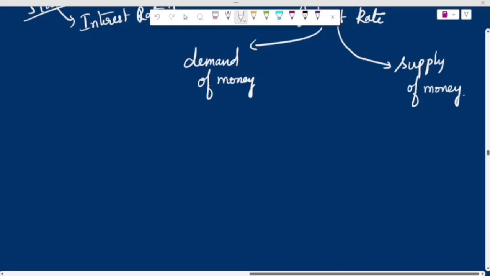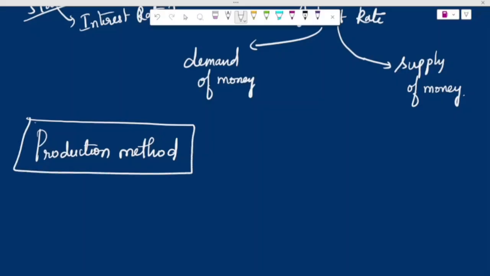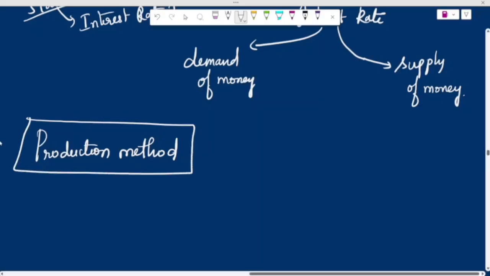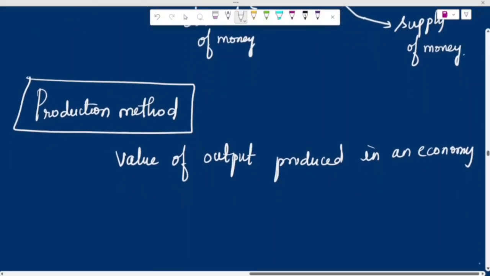Then we'll go for the next method called production method. Production method is nothing but the value of output, value of goods and services, or output produced in an economy. If you count how many goods and services are produced in an economy, then it is called production method. So it will be a total output.